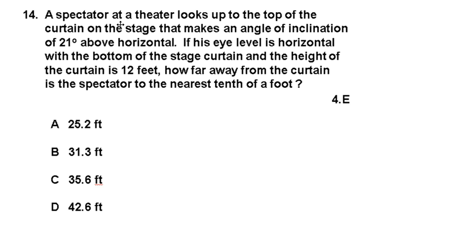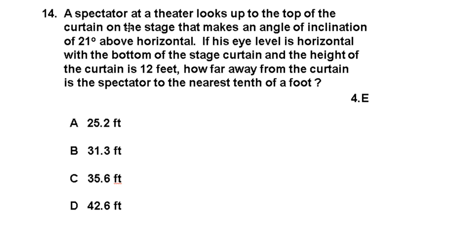Problem 14: a spectator at a theater looks up to the top of a curtain on the stage that makes an angle of inclination of 21 degrees above horizontal. If his eye level is horizontal with the bottom of the stage curtain, the height of the curtain is 12 feet. How far away from the curtain is the spectator to the nearest tenth of a foot?